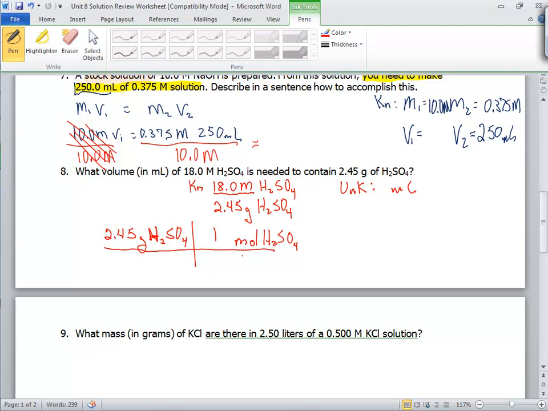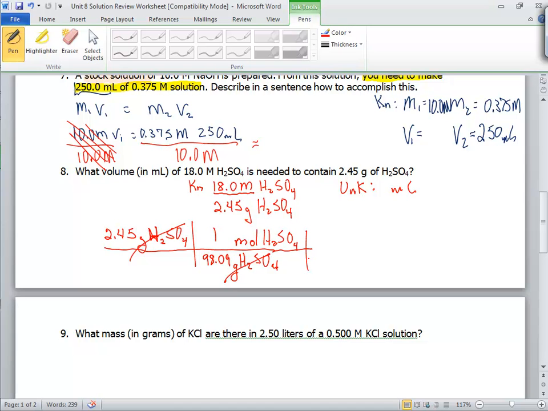1 mole of H2SO4 is how many grams of H2SO4? I can get out my calculator or my periodic table and calculate this. It's 98.09. That's the mass of 2 hydrogens, 1 sulfur, and 4 oxygens. And what that has done is made these units cancel.